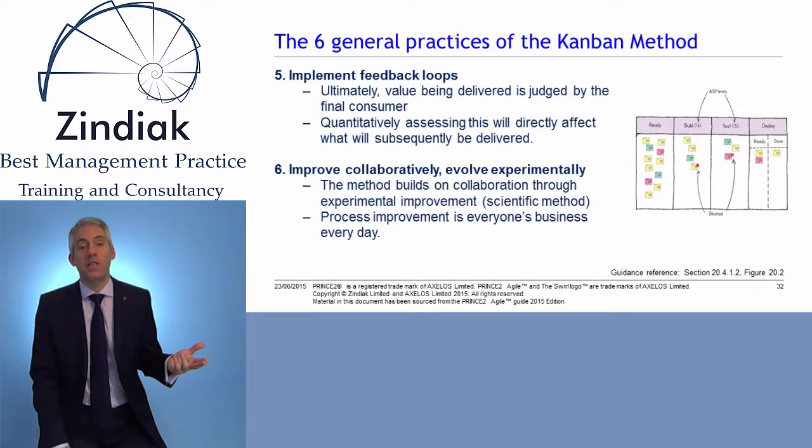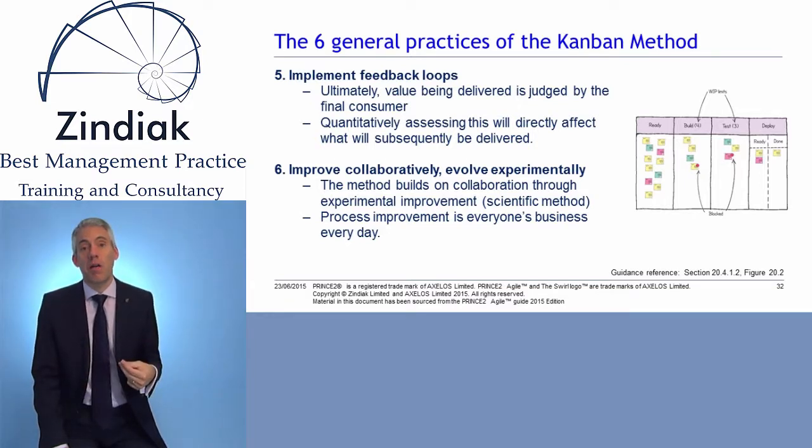The fifth general practice is implement feedback loops. And again, very similar, lessons learned, continual improvement. Ultimately, value being delivered is judged by the final consumer, the end customer. Quantitatively assessing this will directly affect what will subsequently be delivered. So in PRINCE2 Agile, the feedback might come directly from the customer, it might come by the product owner, but it's important that we get the feedback so we can improve future deliveries.